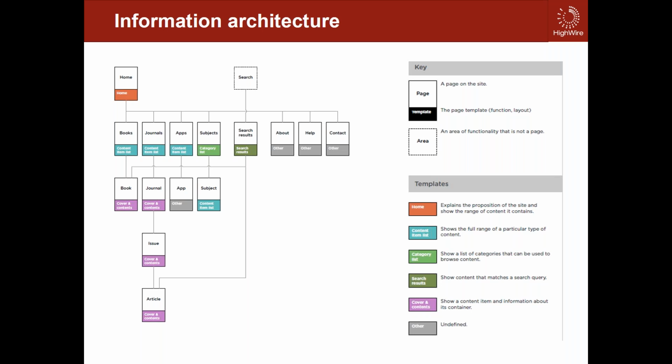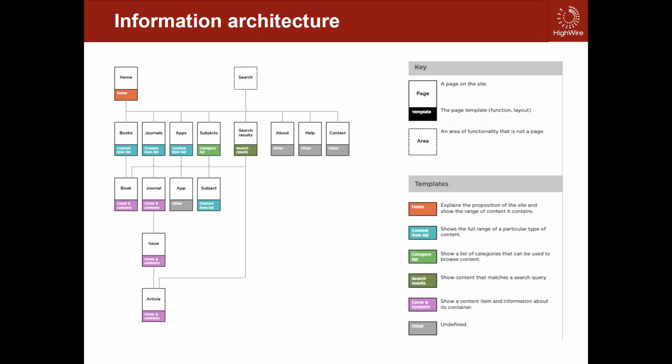On the left, we've got a diagrammatic site map, which shows the various pages and areas of a site. And over on the right, we've got a key that explains what's going on. The main thing I'd like to draw your attention to is the part at the bottom called templates. Here I've used color coding to show that although we've got a large number of different pages in the site, they can actually be represented by a smaller number of templates which draw together pages which have similar functions.